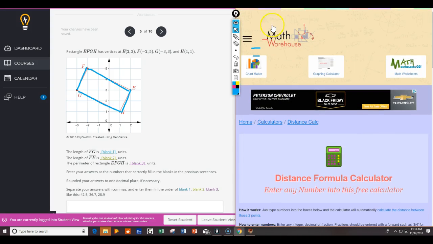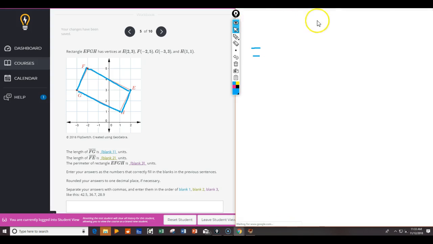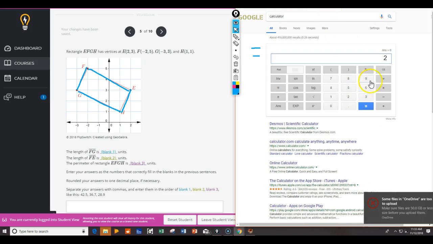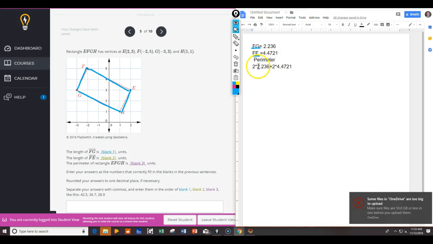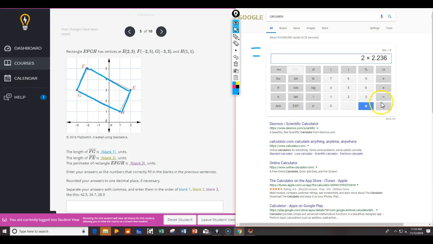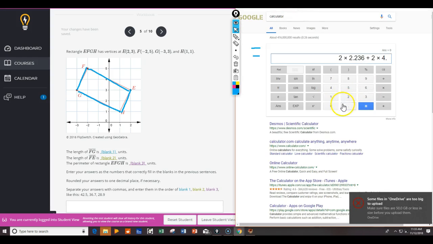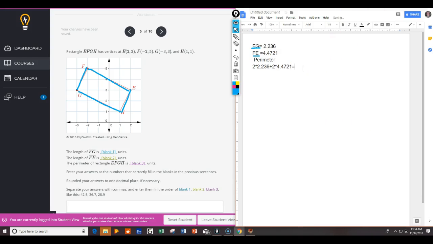Now I'm going to type that into my regular calculator. So 2 times 2.236 plus 2 times 4.4721. That equals 13.41.